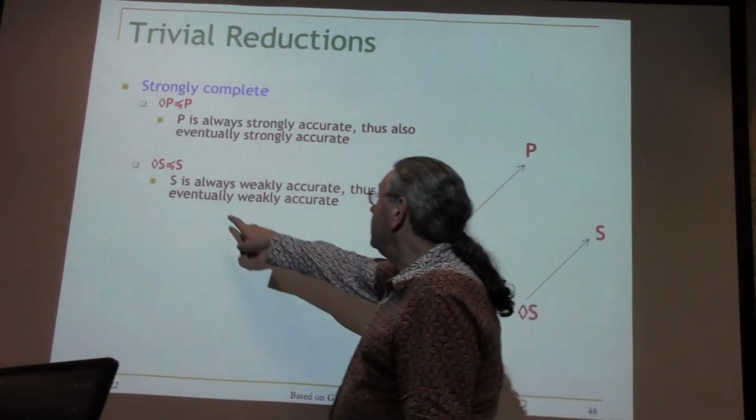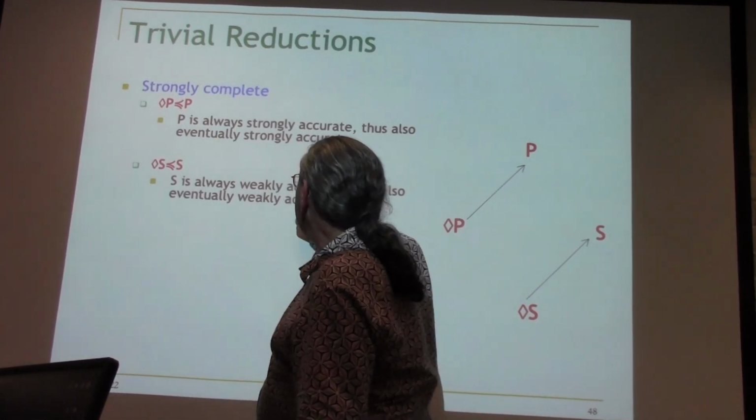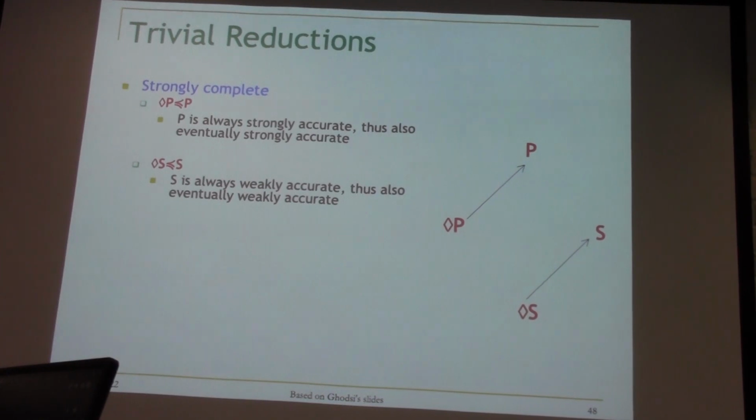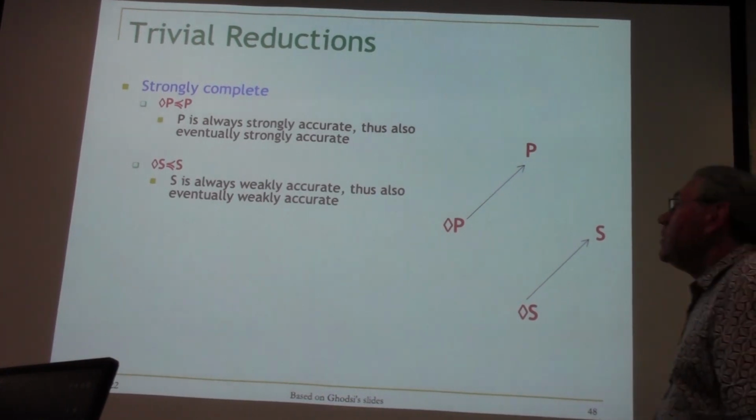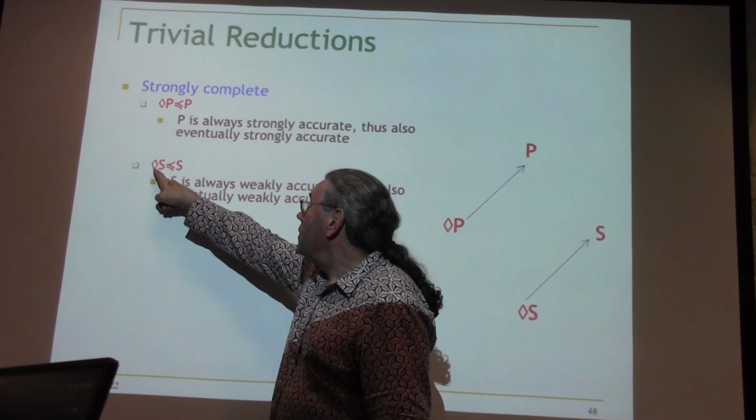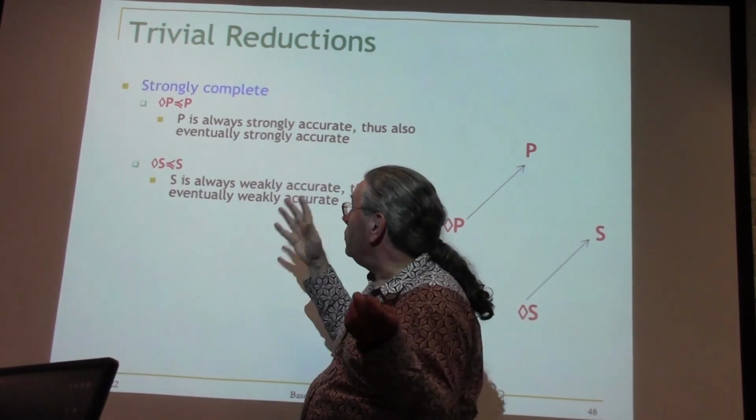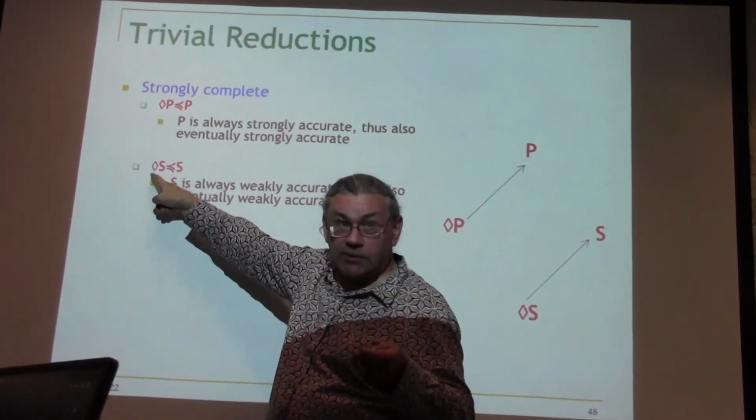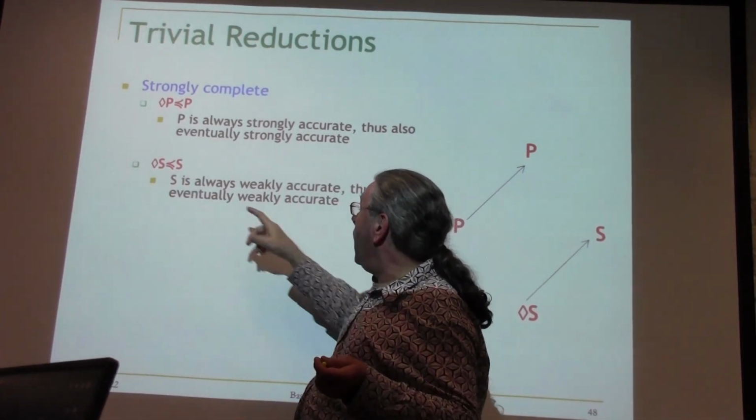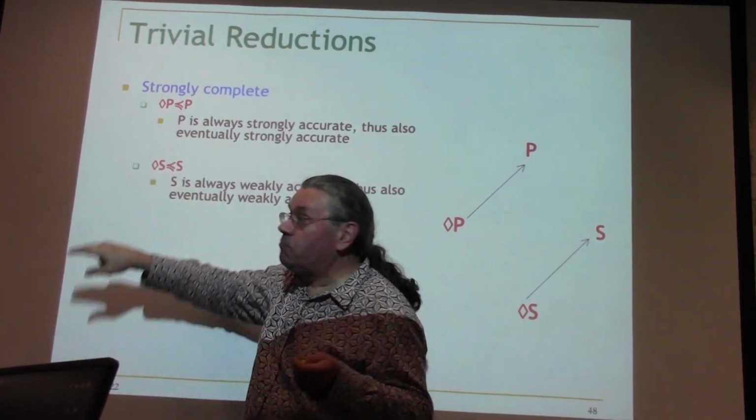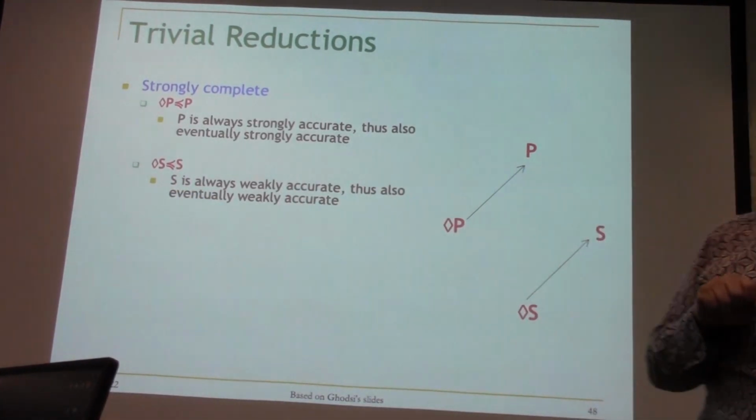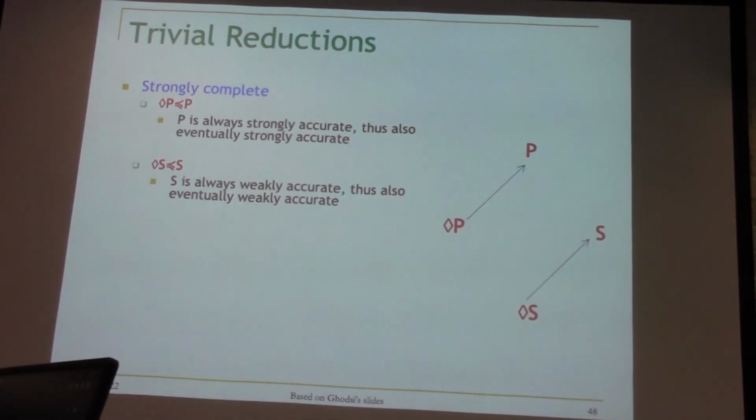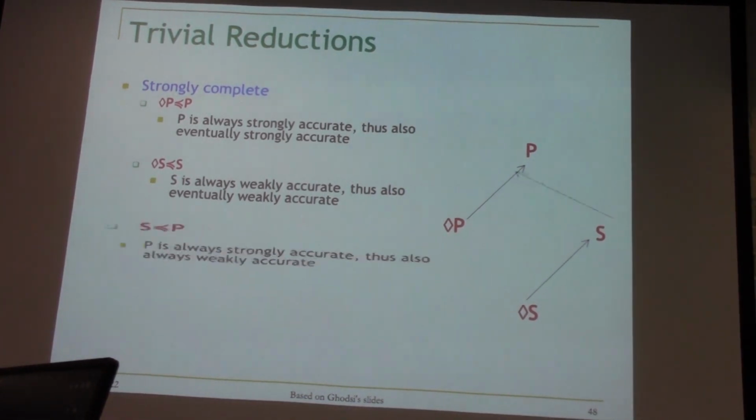There was S. S was like P, except only with respect to one node. But there's S and eventually S. Eventually S means it starts out being weird, and eventually it behaves like S. So if we have S, of course we can use it to implement eventually S. Any problem can be used to implement the eventually version of that problem. See the kind of games we can play here.